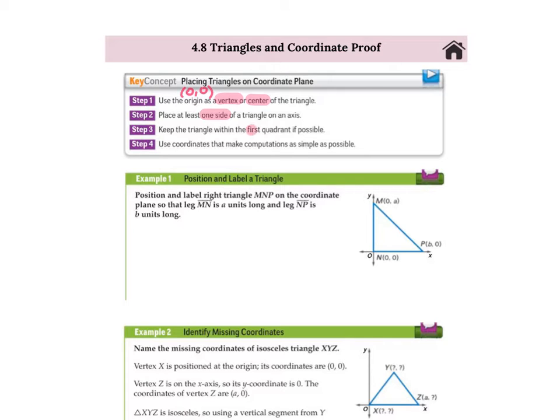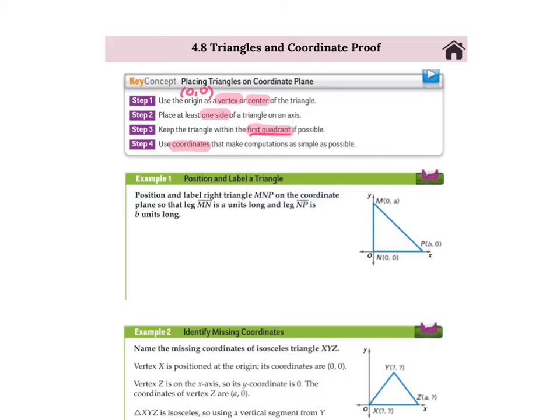Keep the triangle within the first quadrant. Remember, there are 4 quadrants to your coordinate plane, but we want to work with the first because those are both positive numbers. And then last, we want to use coordinates to make computations as simple as possible. So we're going to use the coordinates to make our job easier.